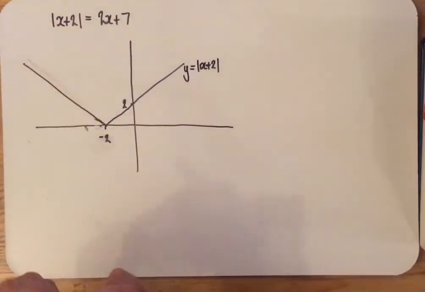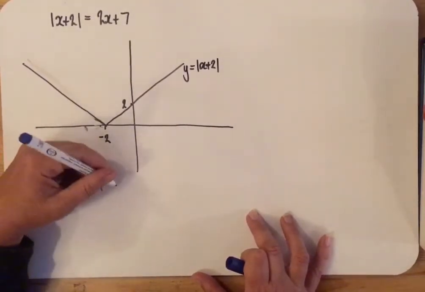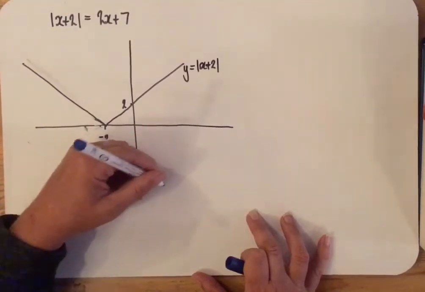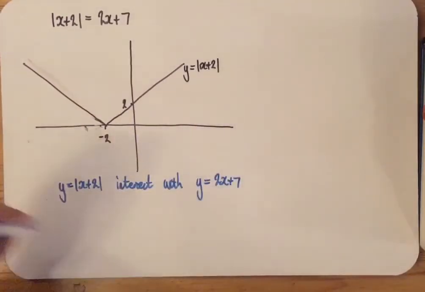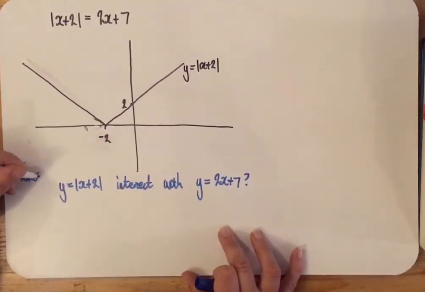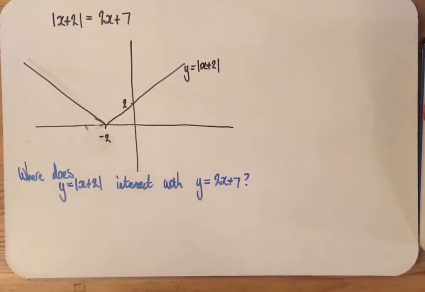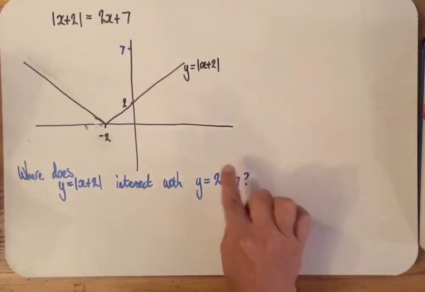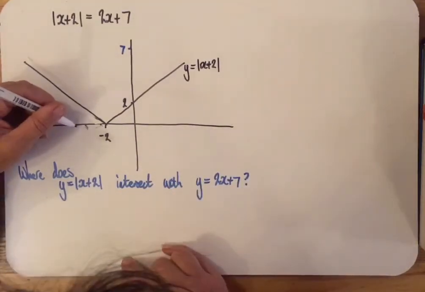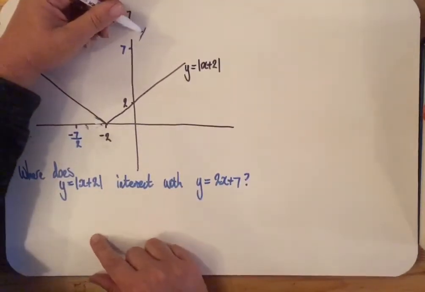And then I'm looking at where, same as before, y equals modulus of x plus 2 intersects with y equals 2x plus 7. And then you solve those simultaneously, which takes you to there. So sketching y equals 2x plus 7, when x is 0, y is 7. So I'm going to be up here somewhere. And when y is 0, x is minus 7 over 2, which will be here somewhere. And then I can draw on the graph, like so.